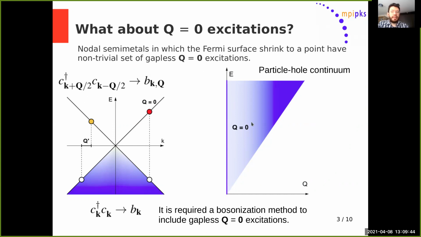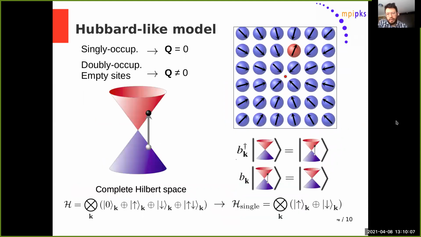The problem is that the usual bosonization methods are not able to deal with this case. So in that way, we require a new bosonization method for gapless Q equals zero excitations, like the ones observed in Dirac Fermi systems, for instance graphene. And then the method is quite simple. It consists of, to begin with, assuming a periodic boundary condition system.